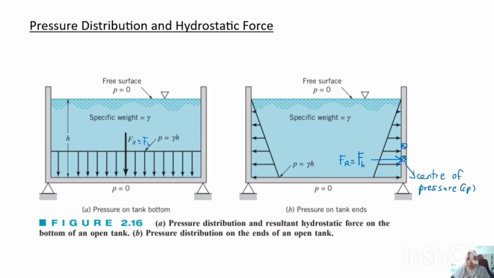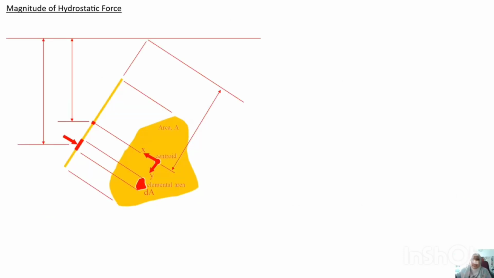Alright, so how do you determine this force? Let me introduce to you the magnitude of hydrostatic force. Before that, we need to derive the equation. Let's say we have a plane surface of any arbitrary shape. It can be a rectangle, it can be a circle. This plane surface is submerged in a fluid. For example, it's water. Let's say it is also inclined at a certain angle.